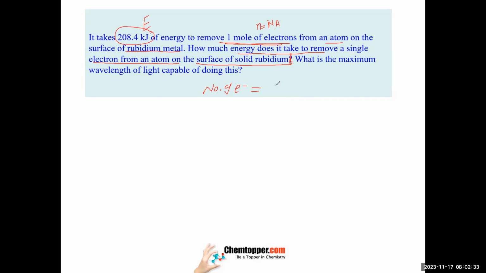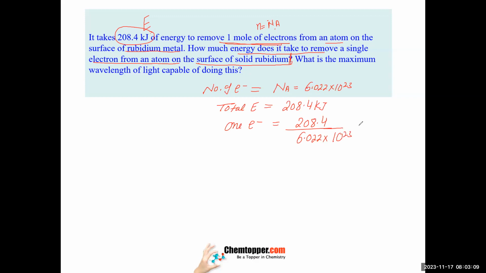Yes, Aditi, Anil. Yes, good. Number of electrons is Avogadro's number, which is 6.022 times 10 raised to the power 23. But the total energy which is needed, total E, is 208.4 kilojoules. That is for all electrons. So for one electron, each electron, it will be 208.4 divided by Avogadro's number. Is it okay?